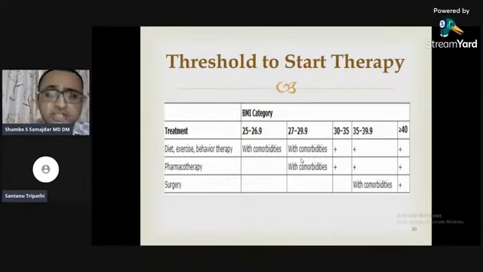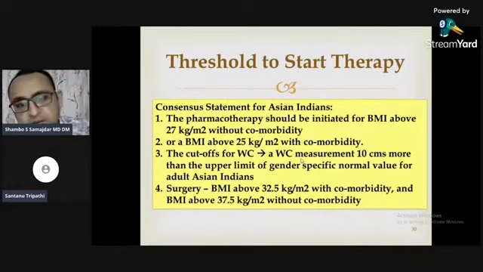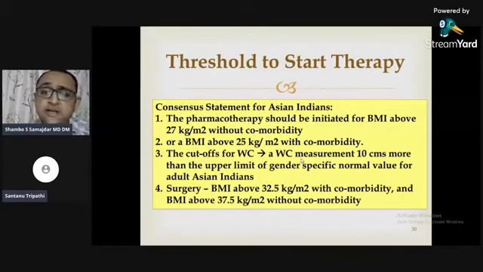So when to start therapy? Again, this is for the American populations, but for Asian Indians the guideline is a little different. Pharmacotherapy should be initiated for BMI above 27 without comorbidity, but if comorbidity is present, we should start pharmacotherapy above 25 kg per meter square. There are some waist circumference specific cutoffs also, and for surgery, if the BMI is above 32.5 with comorbidity, we should have a plan for surgery.